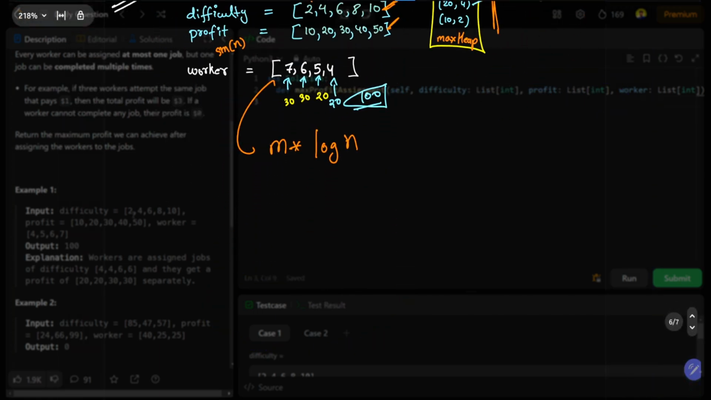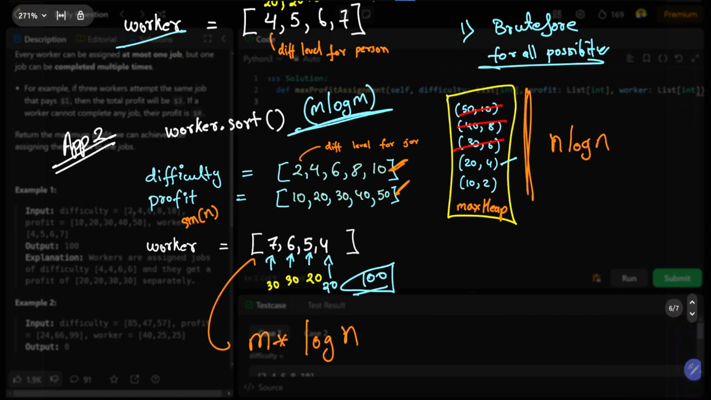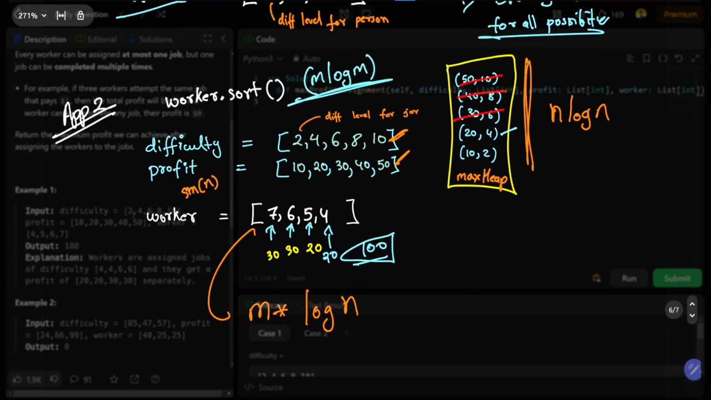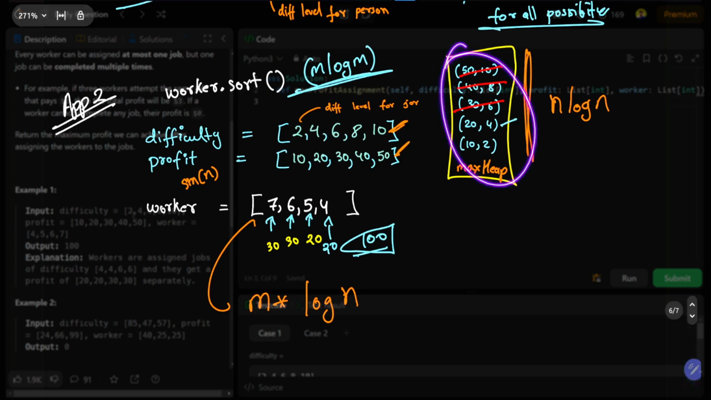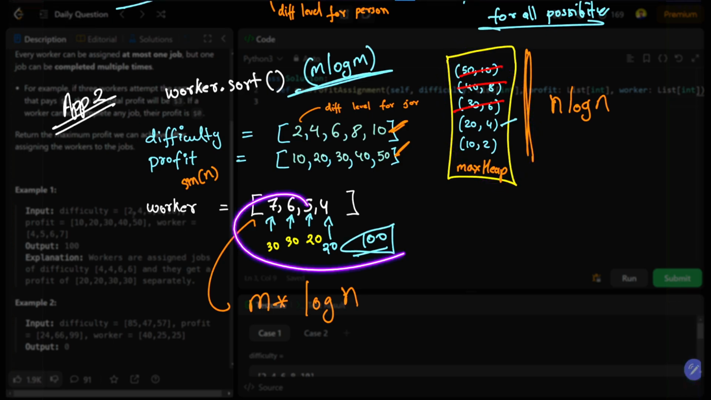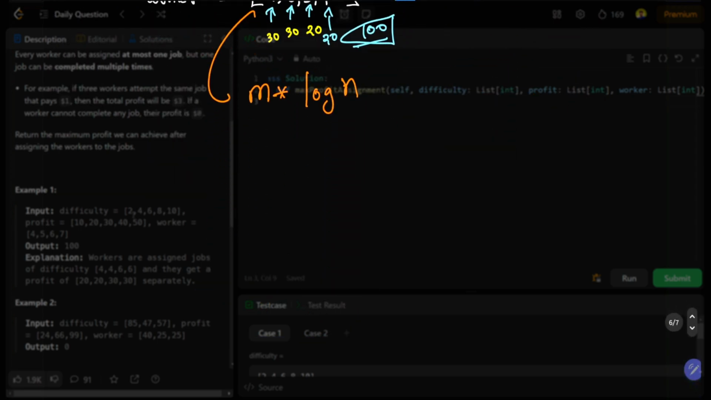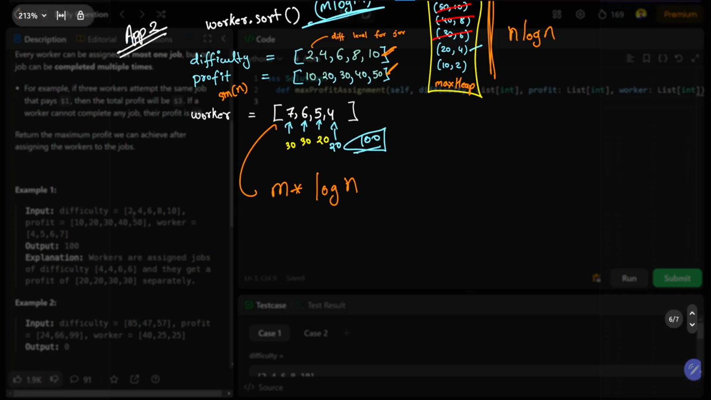We can still optimize further. So this is one approach. You can easily code it: we need to create pairs of these, sort them, and iterate over them again. I can do a bit of optimization over here also, so I can say, okay, approach 3.